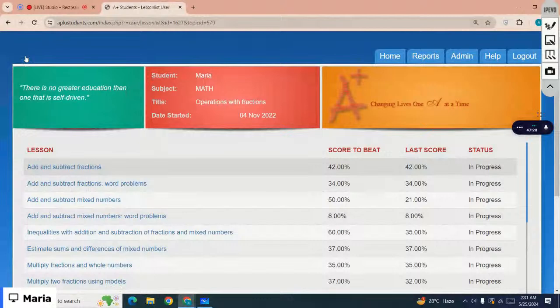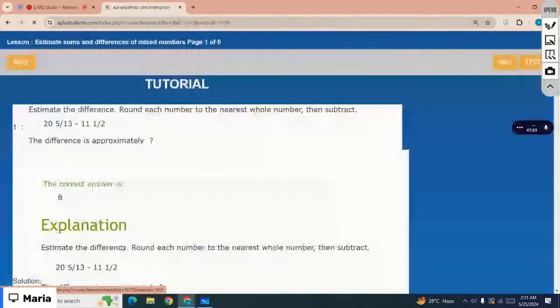Okay, the next lesson is estimate sums and differences of mixed numbers. So let's just start with the next lesson. Estimate the difference. Round each number to the nearest whole number and then subtract. First, you have to round off the numbers to their whole number and then subtract. So how do we round off the numbers to the whole number? You have to look at the fractional part. You need to compare the fractional part to the half. If the fractional part is more than half, you need to round up. And if the fractional part is less than half, you need to round on the same number.